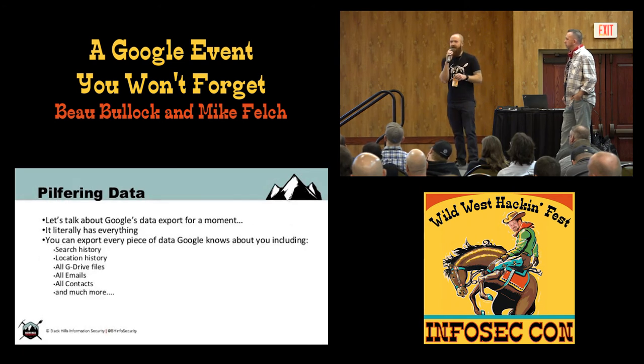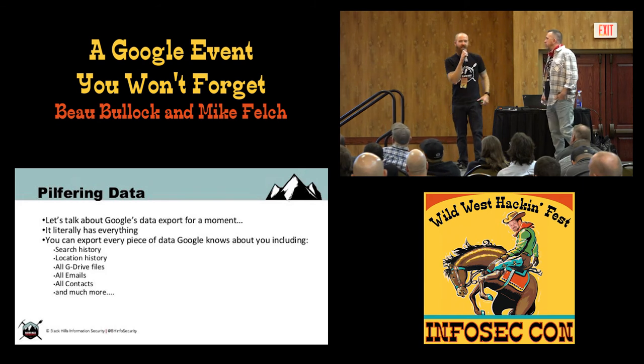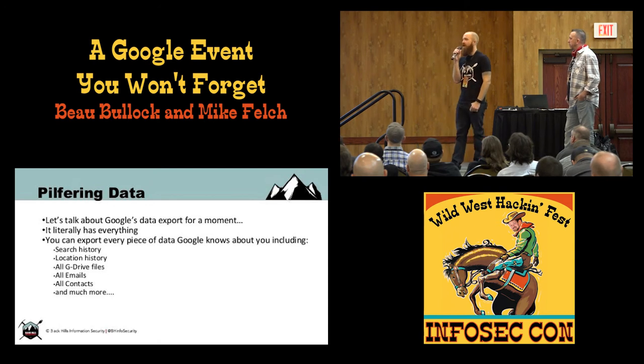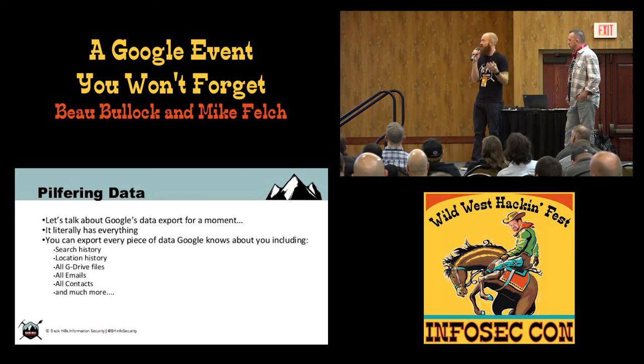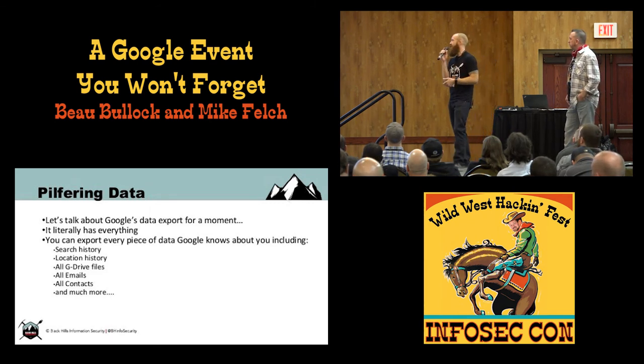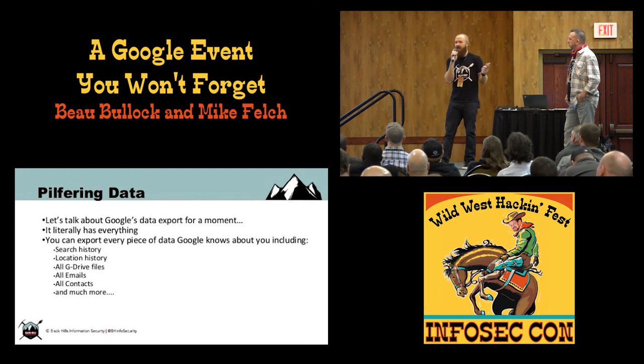But let's talk about the data export for Google for a minute, because it's pretty crazy how much data you can get. There's a myactivity.google.com site that allows you to basically export all of your Google data that they know about you, and it includes literally everything: every piece of search history you've ever had, all your location history. So if you've ever used navigation on your phone with Google, it has all the places you've ever been, every single Google Drive file you've ever uploaded, all your emails, all your contacts.